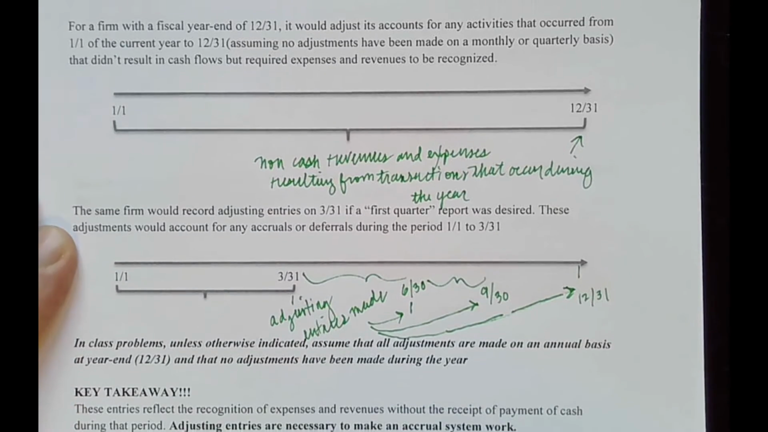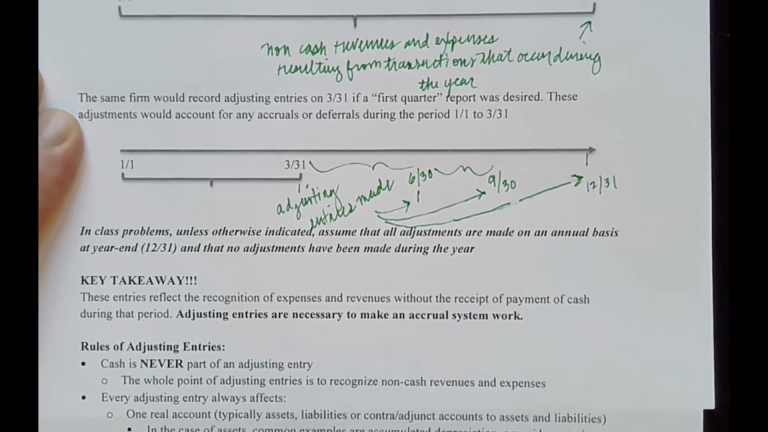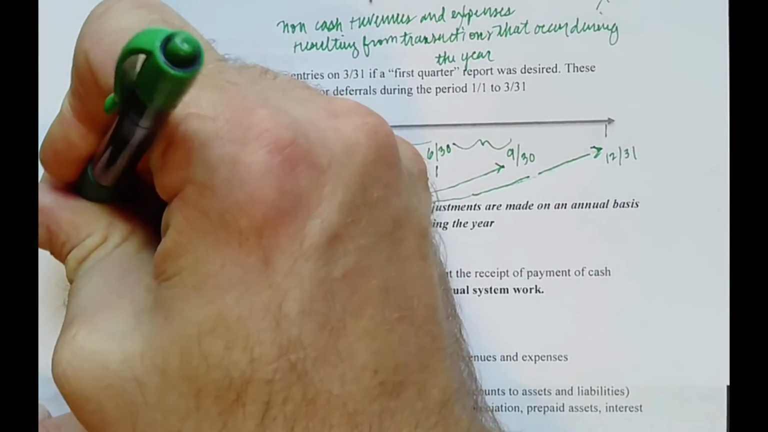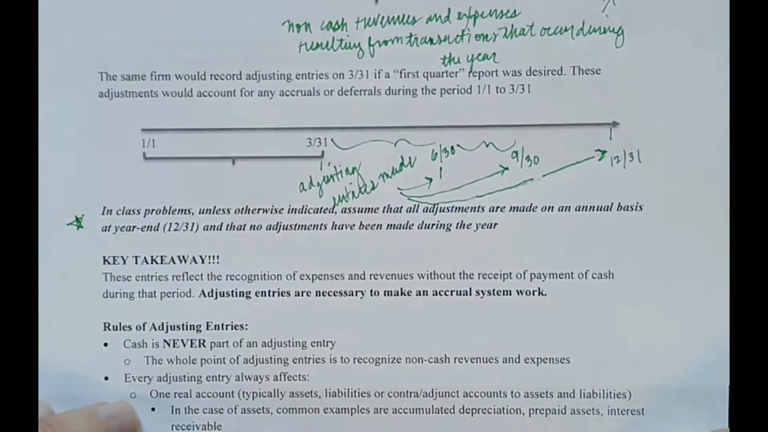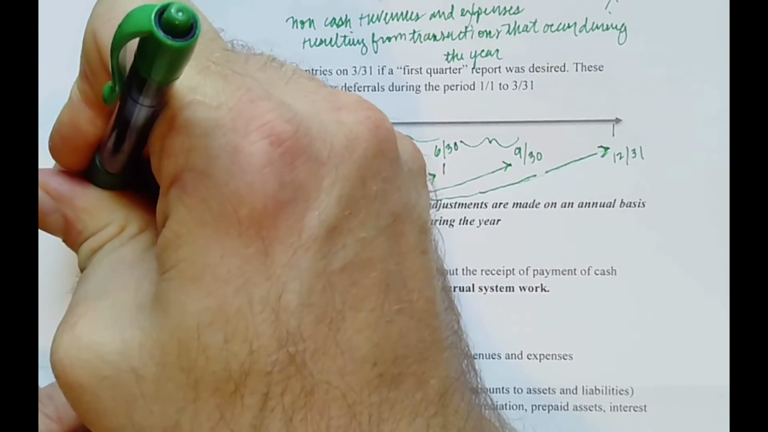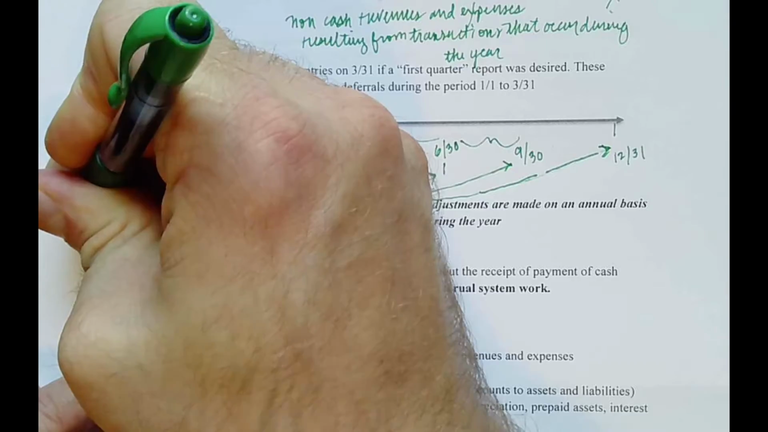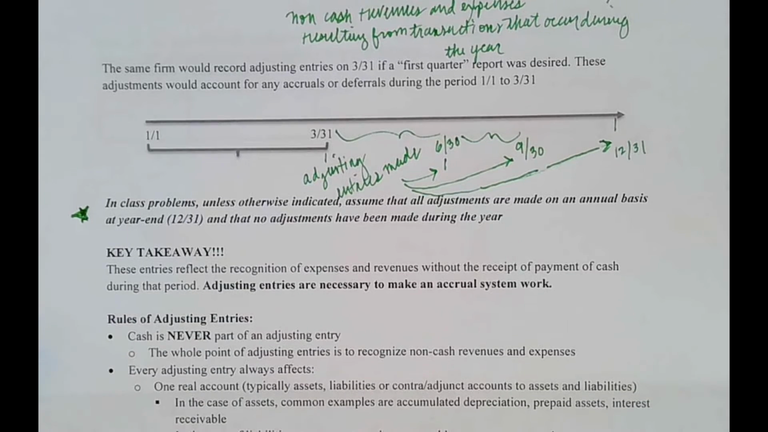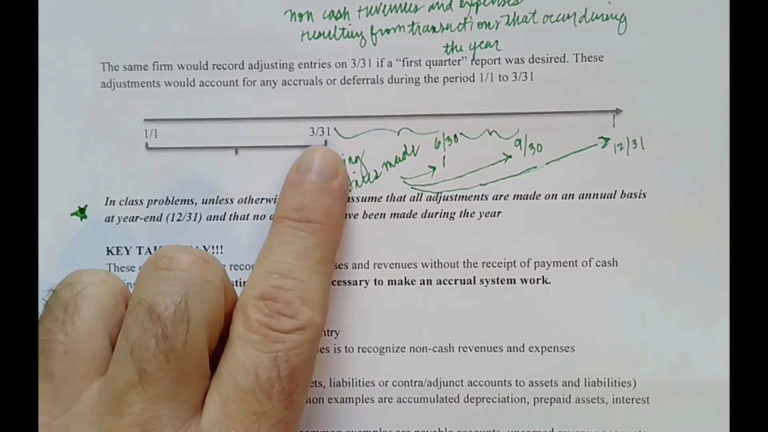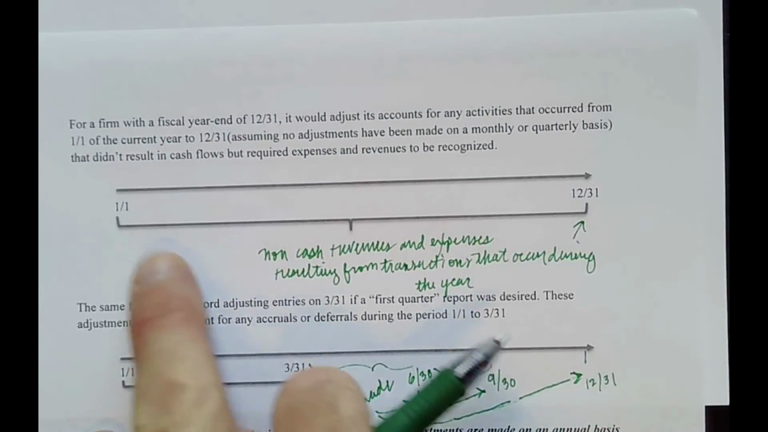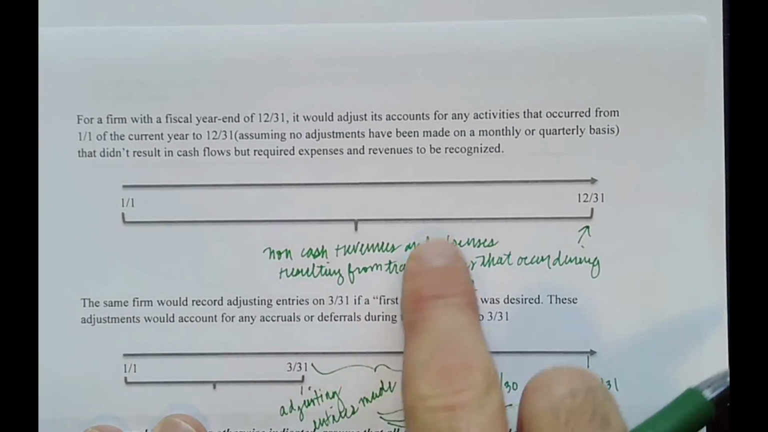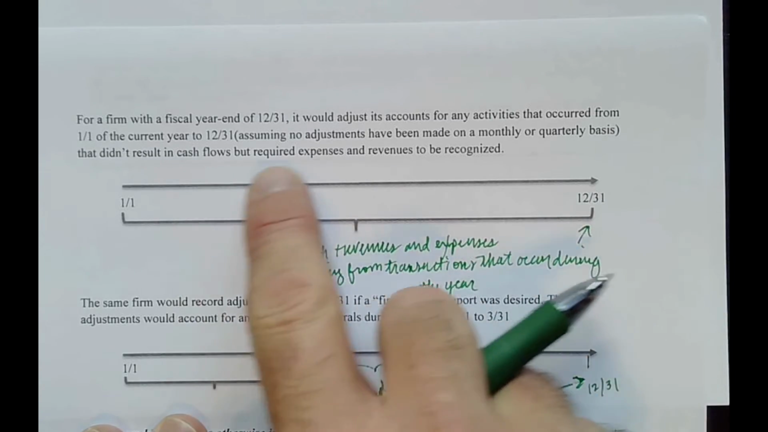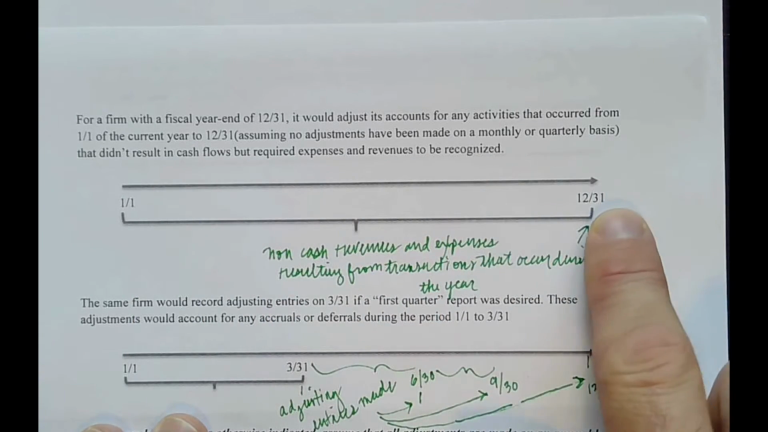So it's arbitrary. However, in the class setting, unless otherwise stated, you should assume that we're talking about fiscal year end December 31st companies. So we're always going to be thinking about the year end of a company happening on December 31st. We're also going to assume that with that year end, no adjustments have been made at any point during that year, so we don't have any quarterly adjustments. We're just going to have one big batch of adjustments that cover all these non-cash revenues and expenses that have not yet been recorded, and we're going to record them all at that end date, 12/31.